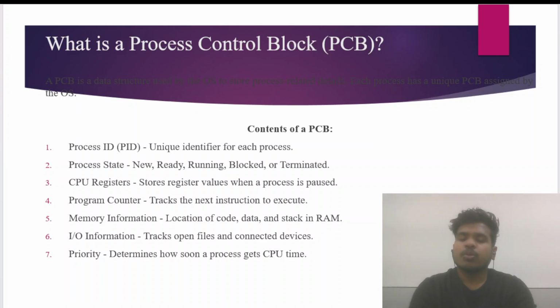The program counter holds the address of the next instruction the process will execute. And then memory information. The memory information contains the location of the process code, data, and stack in RAM. After that, we have IO information. It contains the details about open files and devices used by the process. After that, we have priority. It describes how the process gets CPU time, whether it will be in a priority state or a normal state.